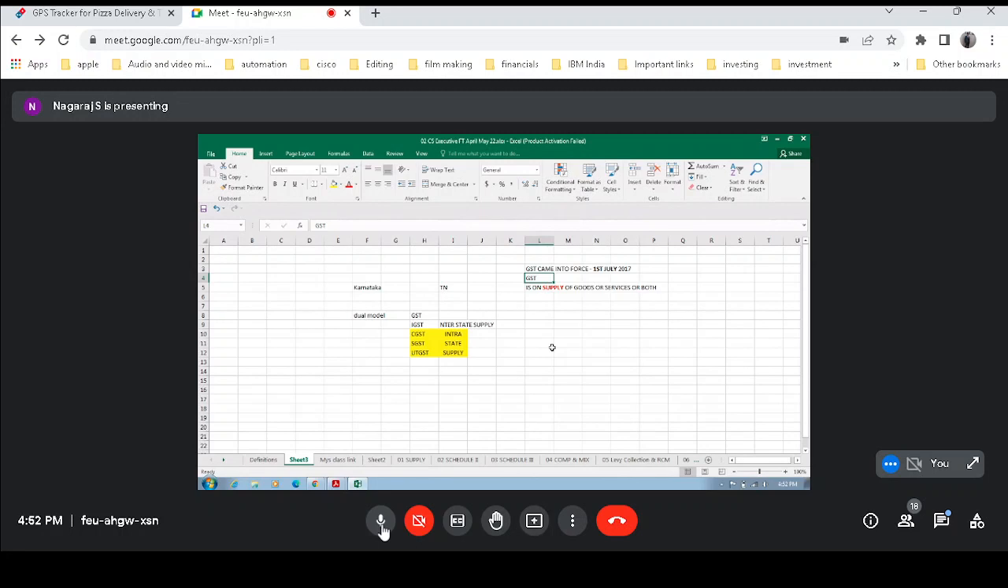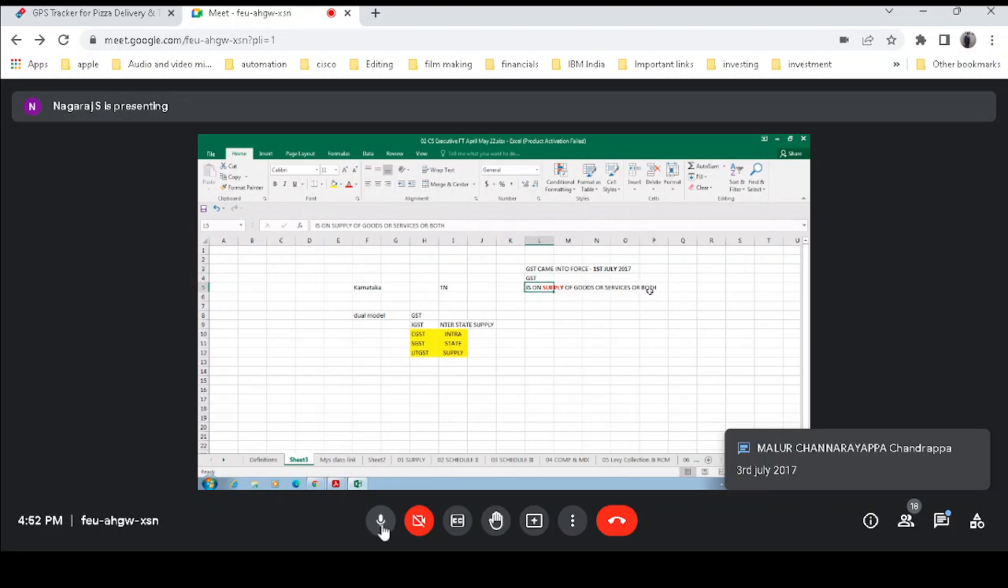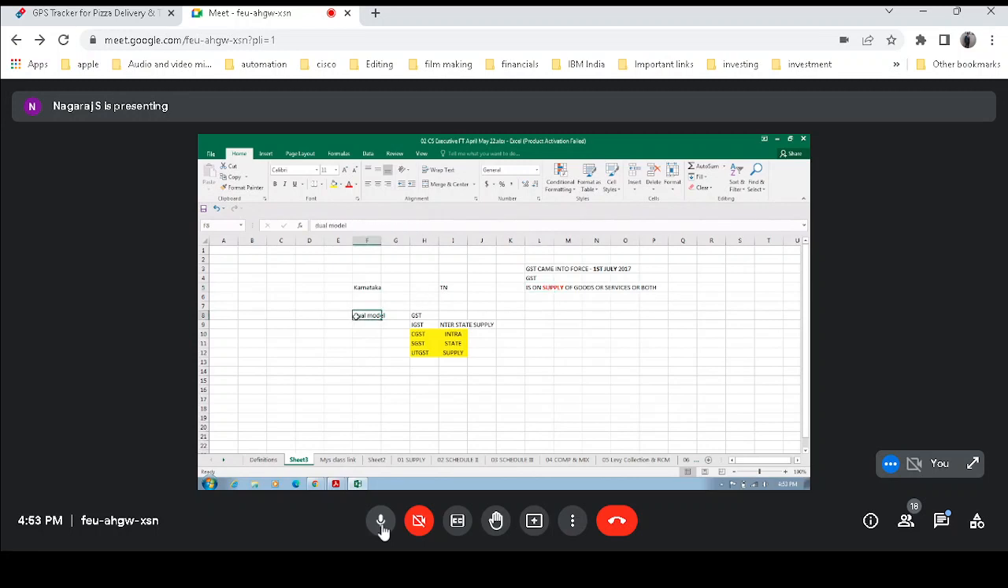Whenever I ask what is GST, you need to tell me GST is on supply of goods or services or both. If I ask what is dual model, you need to tell me the dual model means for a particular supply of goods or services or both, the state government and central government will levy the tax. That is called the dual model.